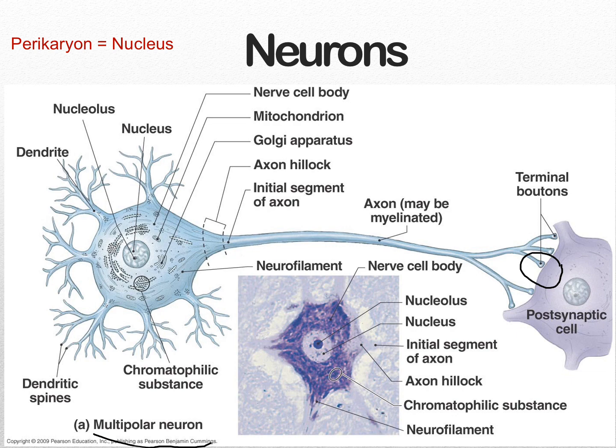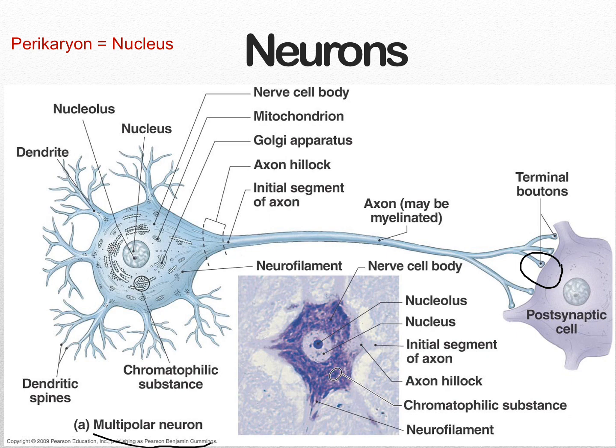So we don't learn about that in this class, but that's where it happens. It either happens or it doesn't happen. It's an all or nothing effect. So it's called the axon hillock, and it's right over there. And then we have the axon.